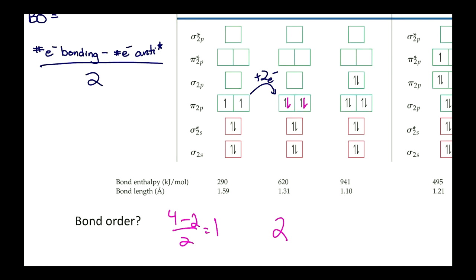Those 2 added electrons went into a bonding orbital. Adding electrons to bonding orbitals strengthens bond order, right? According to this equation, if we increase the number in bonding orbitals, it increases bond order. So that's consistent with what we know. Adding 2 electrons here in bonding orbitals will strengthen the bond, so we see the bond order go up from 1 to 2.